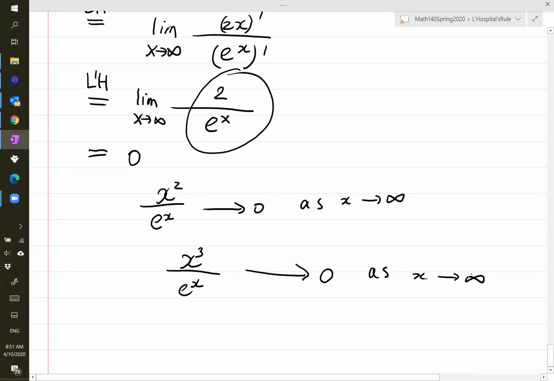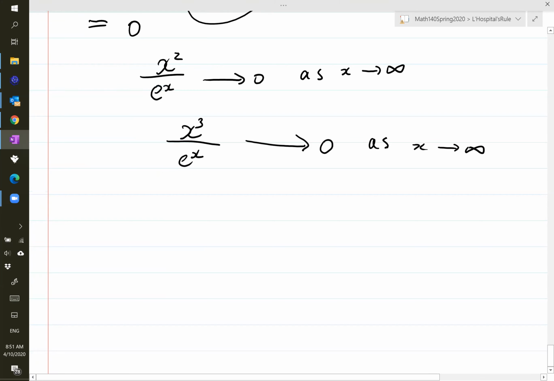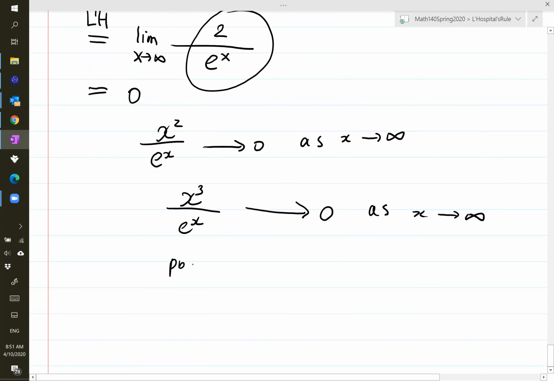So you see, polynomial is dominated by exponential function. Any polynomial in x is dominated by exponential function e to the x, or a to the x when a is greater than 1. Exponential function increases really, really fast.